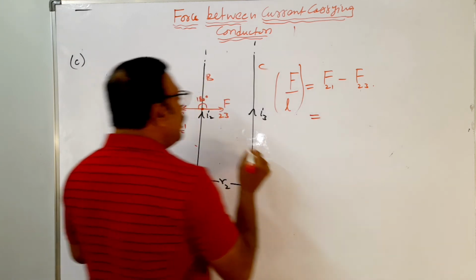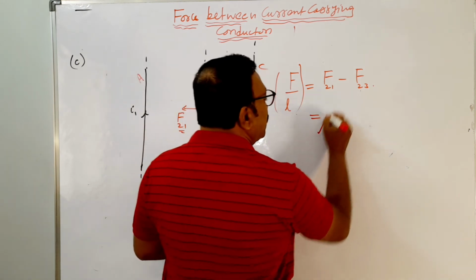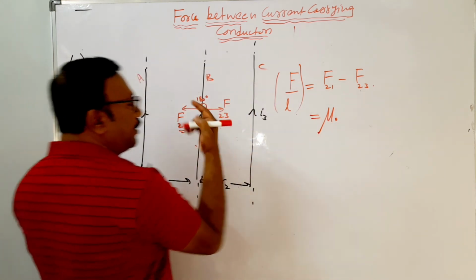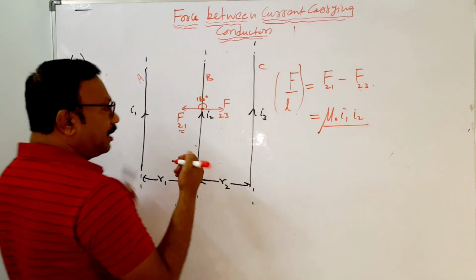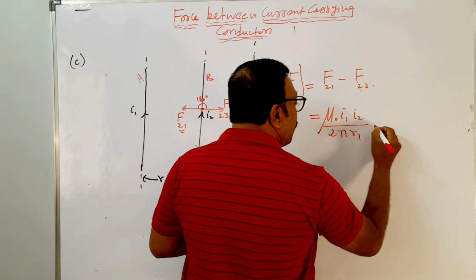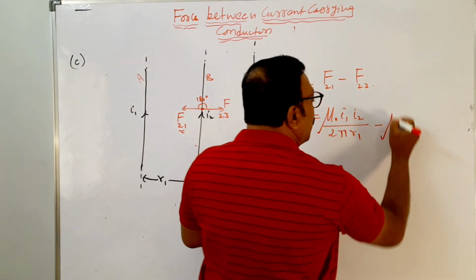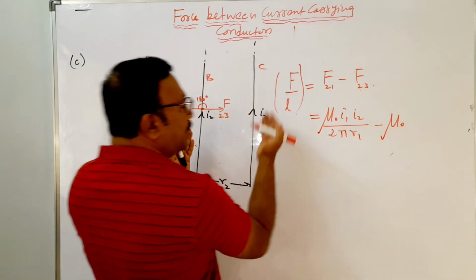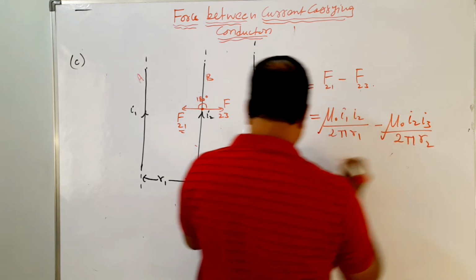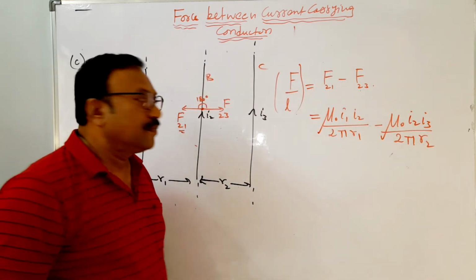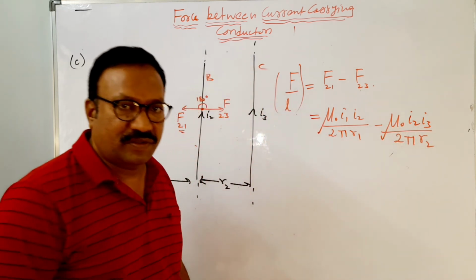What is the force per unit length on the second wire due to the first wire? This is mu naught I1 I2 by 2 pi R1, minus, again the force between these 2, mu naught I2 I3 by 2 pi R2, because the distance is R2 here. Whatever is common, you take common, substitute the values and calculate the resultant force.